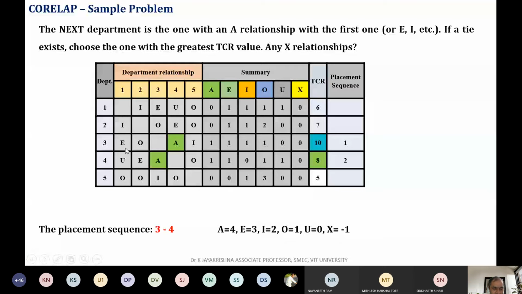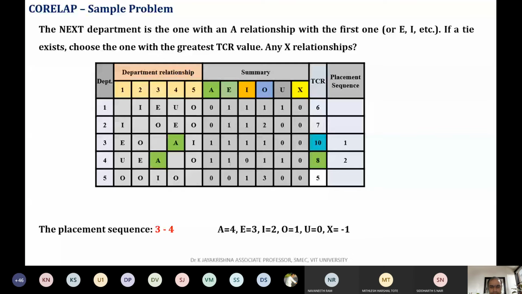See here, I said, okay, now getting back to the problem here, department number 1 shares an E relationship. So department number 1 is now an eligible department. Again, if I consider the fourth row, department number 2 is also sharing an E relationship. So now what happens? The relationship shared by the first department to the third department is E. The second department and the fourth department is also E. Correct? Their affinity is E.